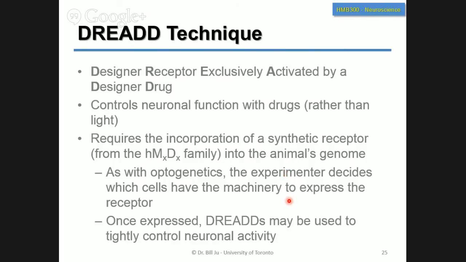You have to decide which cells you want to target. Same ideas that we talked about before. You need the machinery, it's a viral infection, and you need to be able to express this transgene. Same ideas: you need to know what virus, speed of delivery, speed of expression, length of time of expression, etc. Exactly the same things, but DREADDs are just a little bit different in terms of how you turn them on.